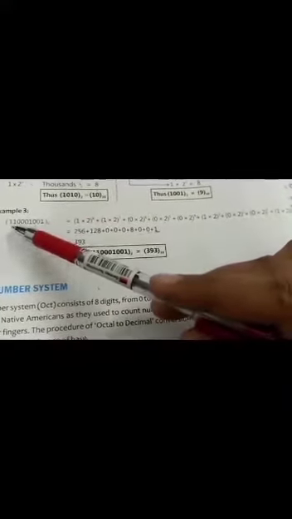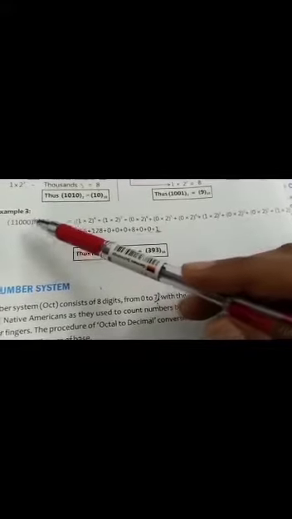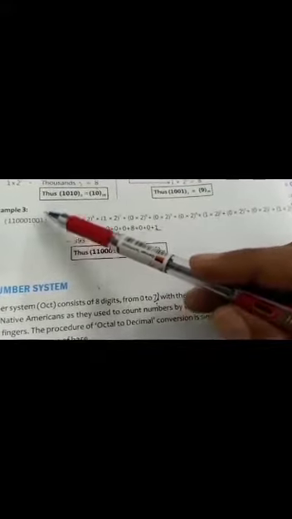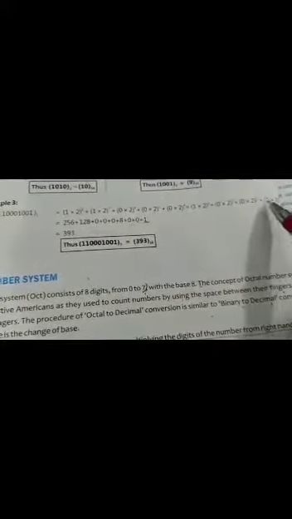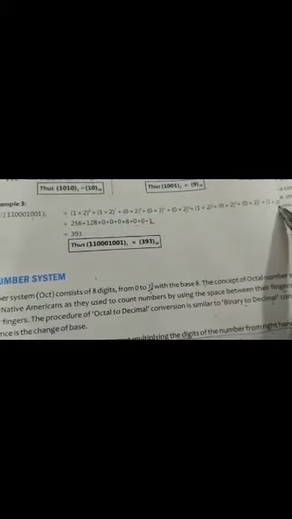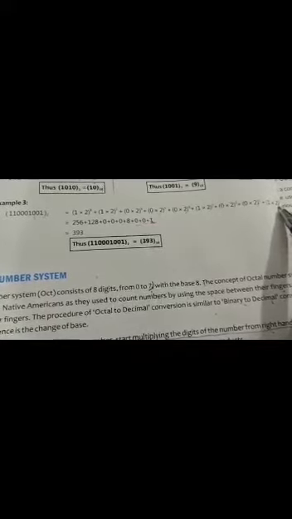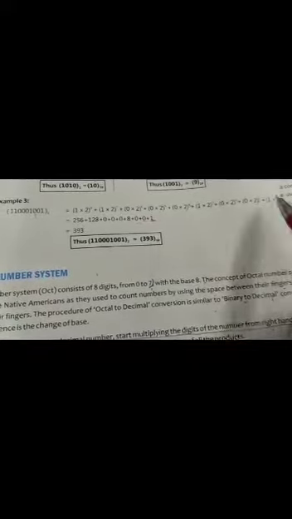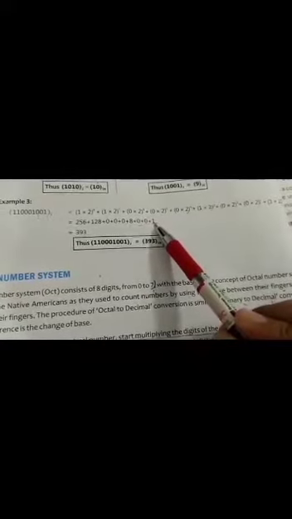Example number 3, 1100010001 and its base is 2. We will start with the extreme right digit, that is 1. Multiply by 2 power 0. Any number that has power 0 is equal to 1. 1 multiplied by 1 is equal to 1.